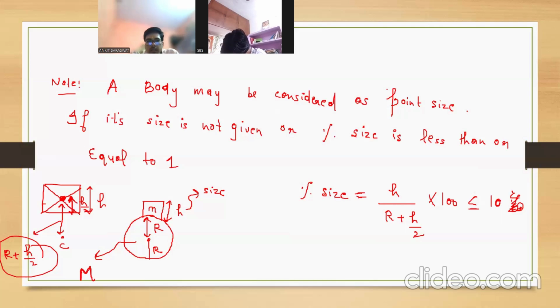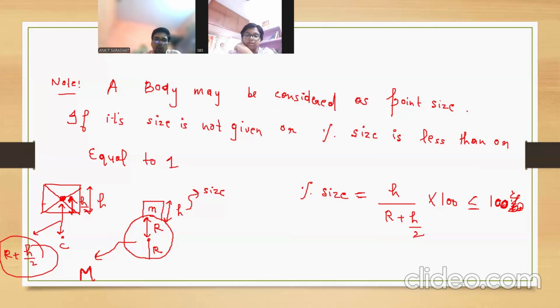Okay, we will understand like this. Sir, I am able to find H in terms of R, but if I say it is less than or equal to 1, that is a fraction value, but it is like 100. Is it so?